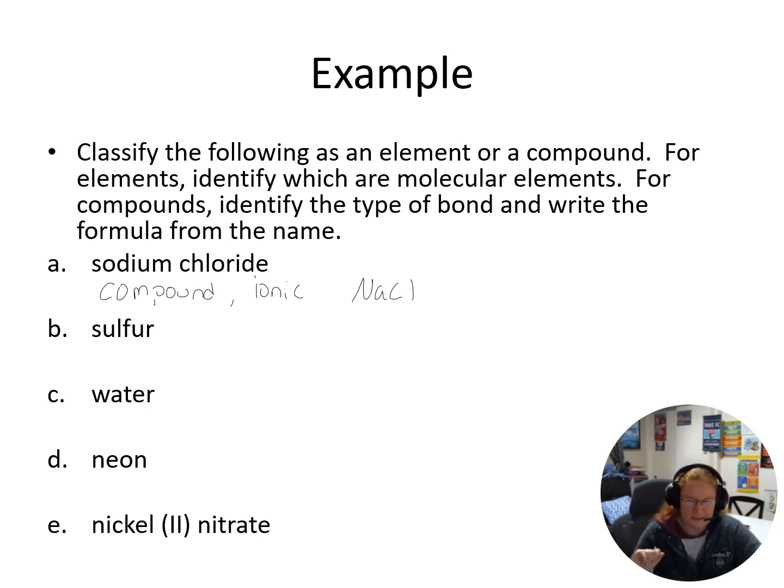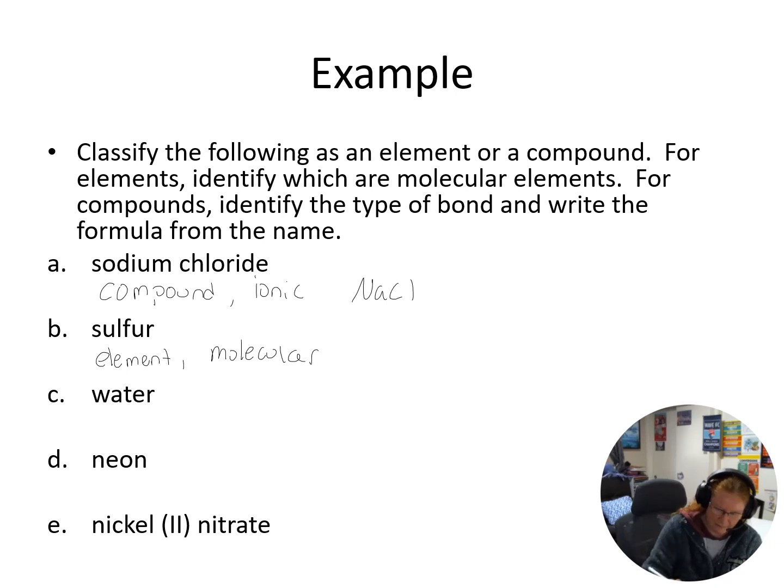Okay, sulfur. Do I have more than one type of element written there? No, I just have sulfur. So this is an element. Okay, sulfur. Was sulfur one of the polyatomic or diatomics? Yeah, so sulfur is molecular. Okay, and remember sulfur is going to be S8.